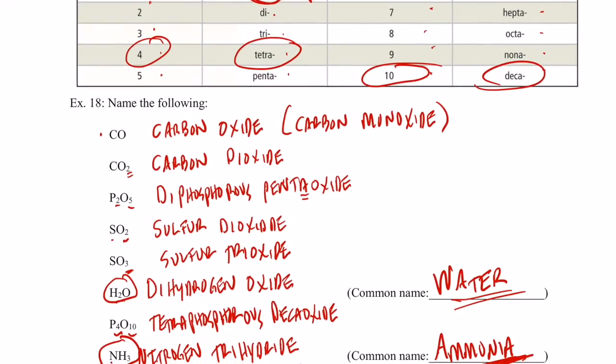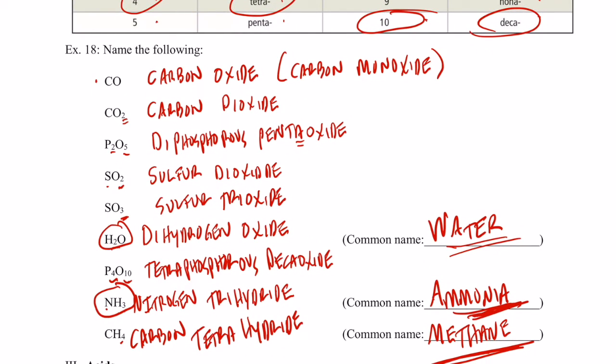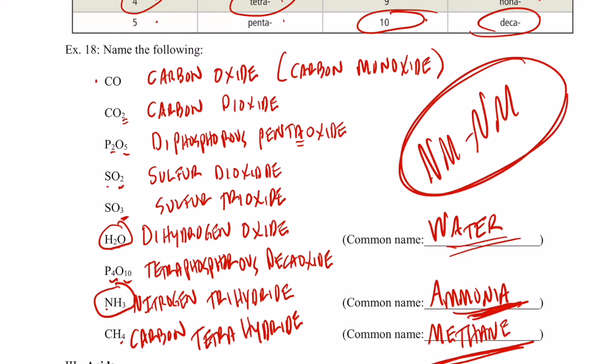Alright, so that was some good practice in class. We're going to do some more of these. As soon as you notice that we have a non-metal to a non-metal, okay, you switch to the covalent naming system and you use prefixes. Okay, you should think that these are easier because they are.